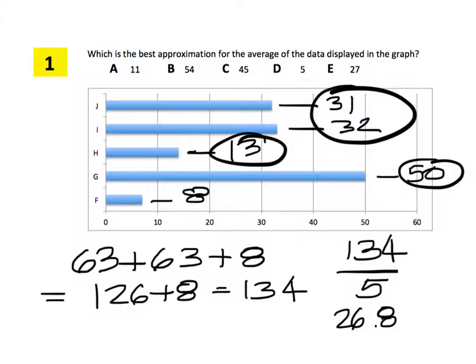So which choice of A, B, C, D, or E is the best option? E.